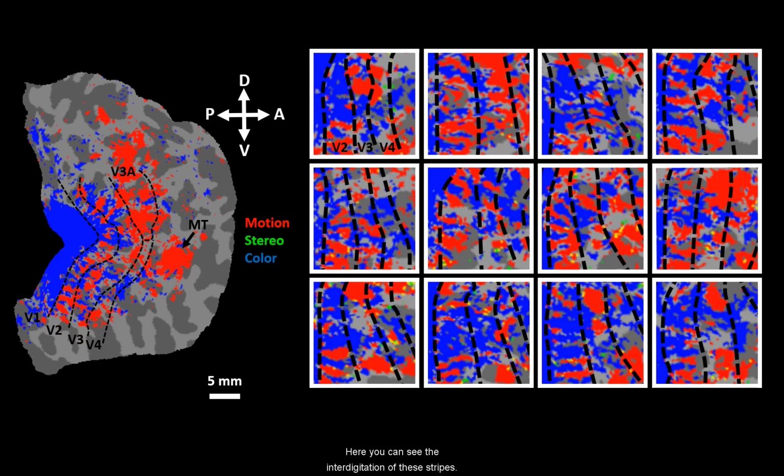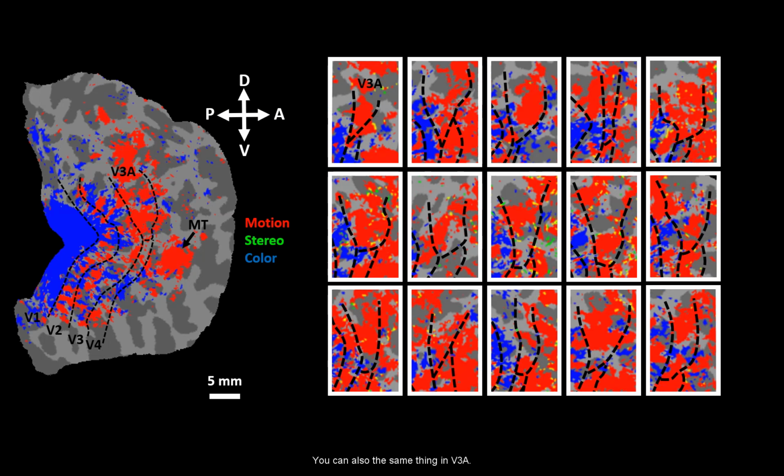Here you can see the interdigitation of these stripes. In almost all amblyopic participants, stereoselective sites are rare, but as in controls, interdigitated color and motion sites are easily detectable. You can also see the same thing in V3A. In most amblyopic participants, V3A is dominated by motion selective activity.